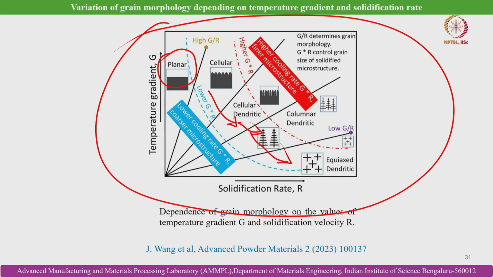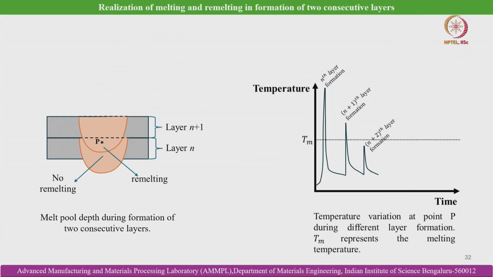So, that is what I was discussing earlier. G by R determines grain morphology, and G cross R controls grain size of the solidified microstructure. Okay. So, this is a typical melt pool depth during formation of two consecutive layers. So, you can see over here. This is what I was discussing earlier.